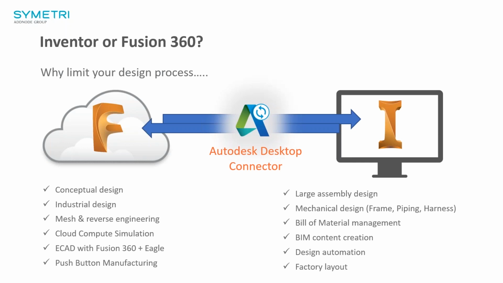Fusion 360 itself allows us to do conceptual design, industrial design, mesh and reverse engineering really quickly using direct editing tools. Inside Inventor, we've got a lot of mechanical design tools like frames, pipes and harnesses. Bill of materials management is very important inside Inventor. So let's not limit your design to just one, and we can use the Desktop Connector to build a bridge between both, and you can take information from both and work with them together. That's the most important thing we're here and connected for today, to see how that works.